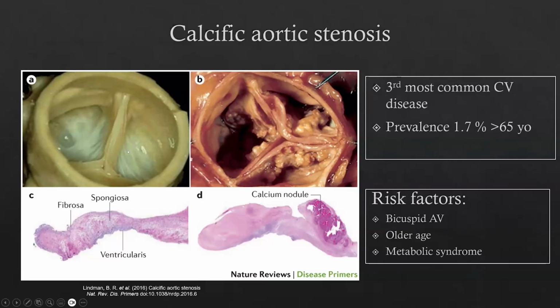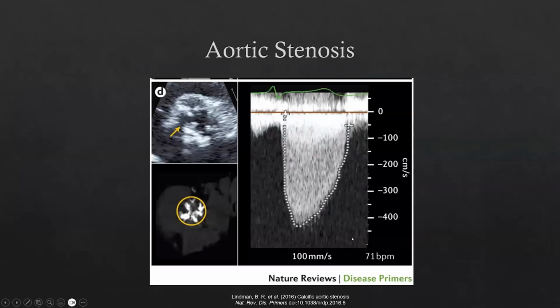Here are some photos of a normal aortic valve on the left, and on the right, a severely calcified aortic valve. You can see the chunks of calcification along the leaflets here. Pathologic images show a normal trilaminar structure of the aortic valve versus a large chunk of calcium in that aortic valve. And this ultimately is the problem in calcific aortic stenosis.